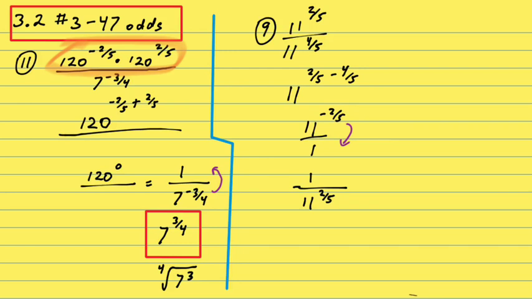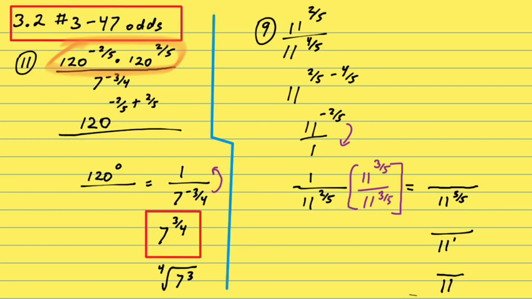So I'm going to assume, to get the answer that the book has, they might multiply this by 11 to the 3/5 over 11 to the 3/5. In other words, a fancy form of 1, so you're not changing the value. But why 11 to the 3/5? What happens if you multiply, you add the exponents? What's 2/5 plus 3/5? 5/5, or 11 to the 1st, which makes your denominator a non-radical. On the top, you would have 11 to the 3/5.